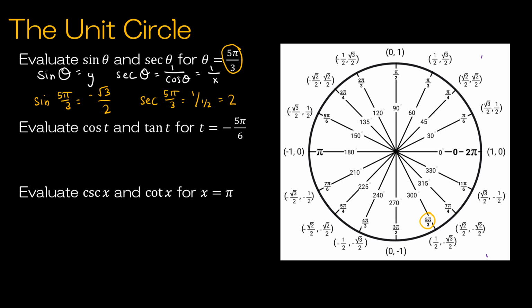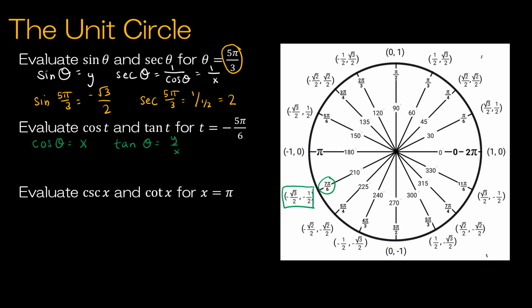Let's do the same for cosine of t and tangent of t, for t is negative 5 pi over 6. So we'll look for negative 5 pi over 6 in a moment. But let's remember that cosine of theta is x, and tangent of theta is sine divided by cosine, or y divided by x. So now let's take a look at negative 5 pi over 6. So 5 pi over 6 is here. Remember, that's going in the positive direction. So negative 5 pi over 6 is going to be coterminal with 7 pi over 6. So that's where I'm looking on my unit circle. And here are the points.